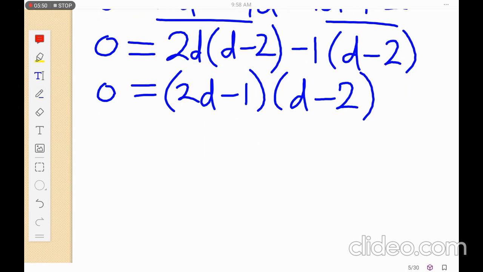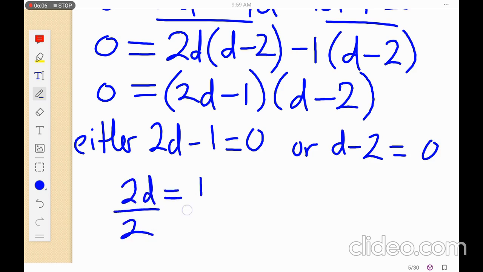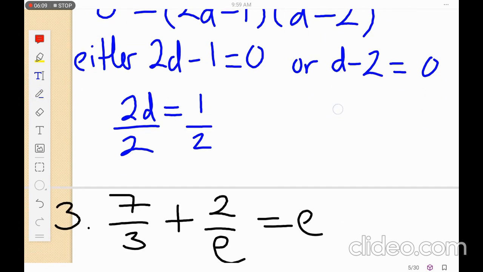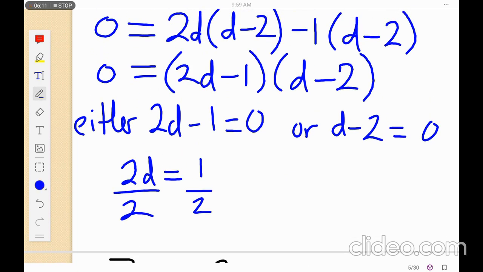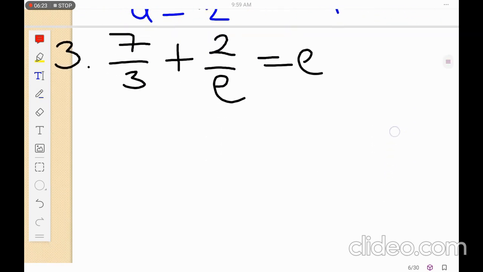So we can simply say either 2d minus 1 is equal to 0 or d minus 2 is equal to 0. And when we solve these equations, you find out for this one, 2d is equal to 1. So our d is going to be a half here, or our d here is going to be 2. Okay, so those are the values of our d. Let's have a look at another example.